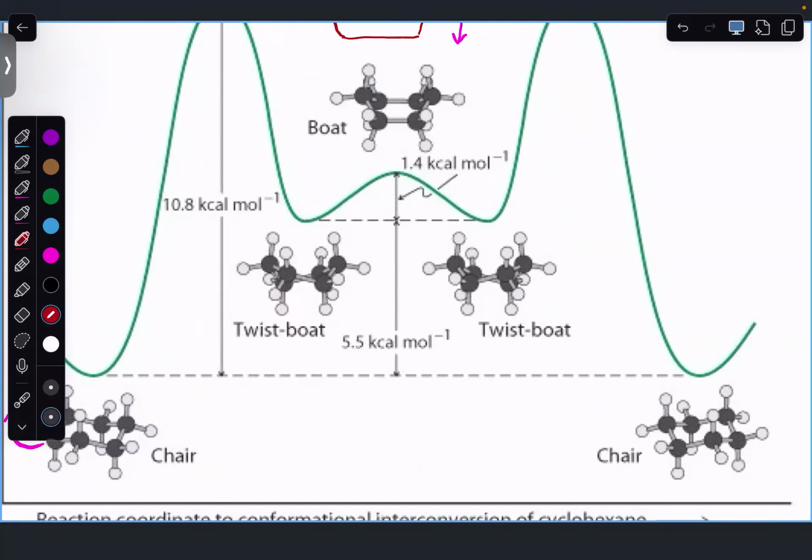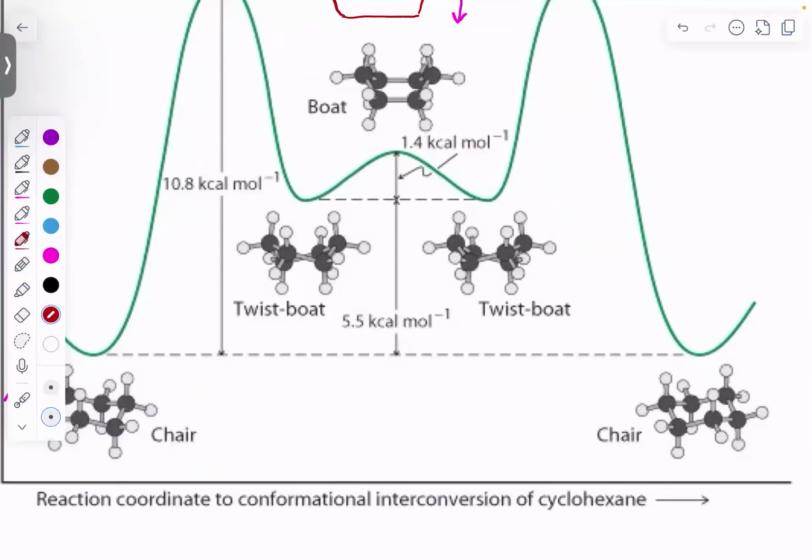Now sometimes it's easier to see this with video. I'm going to switch to seconds. If you look on Canvas, there's a little cartoon video. You can see it right there, the chair interconversion video. And it'll just walk you through the various conformations.